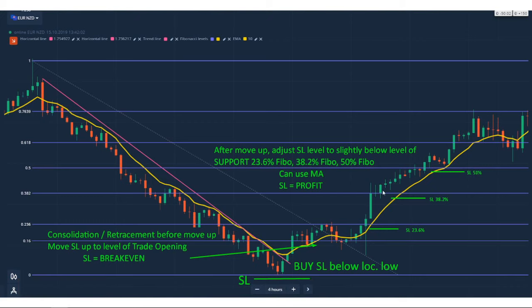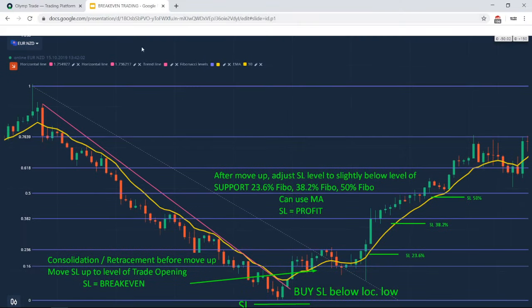Then we have a consolidation. The price moves up and we move our stop loss to slightly below 38.2. And as the price moves up, we move our stop loss to slightly below the 50% Fibonacci level. So my friends, this is basically how we would use the stop loss feature, and how we can adjust our stop loss to first make our trade break even and then to make it profitable.